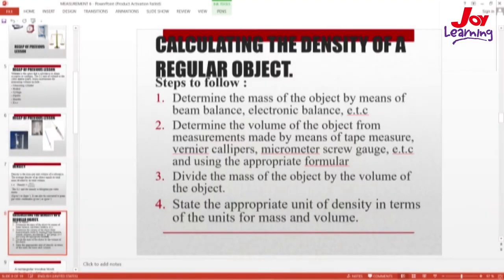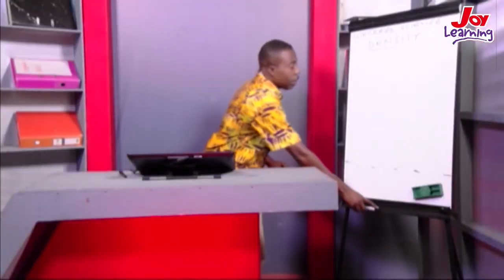Then the third step is to divide the mass of the object by the volume of the object. After getting the numerical value, we have to add the appropriate unit. So don't forget, when it comes to density, if your mass is given in grams, the corresponding volume should be in cubic centimeters. If the mass is given in kilograms, then its corresponding volume should be in cubic meters. So let me explain this further.